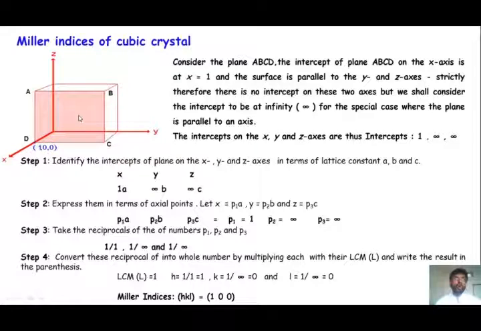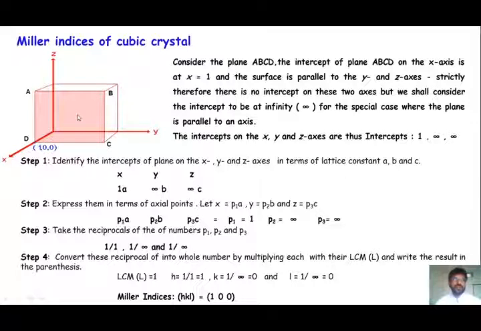Now in the case of the cubic crystal structure, consider that ABCD is one of the planes of this cube. The intercept of this plane ABCD on the x axis is 1 unit, and the surface is parallel to the y and the z axis. Strictly, there is no intercept on these two axes, but we shall consider the intercept to be at infinity.